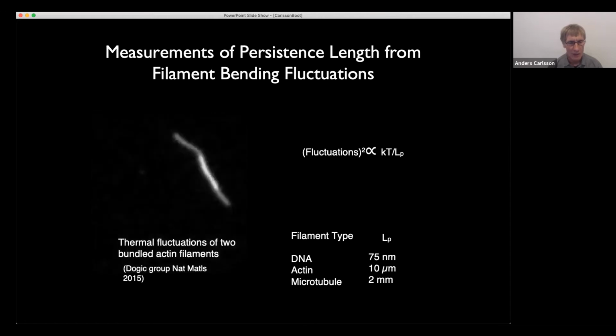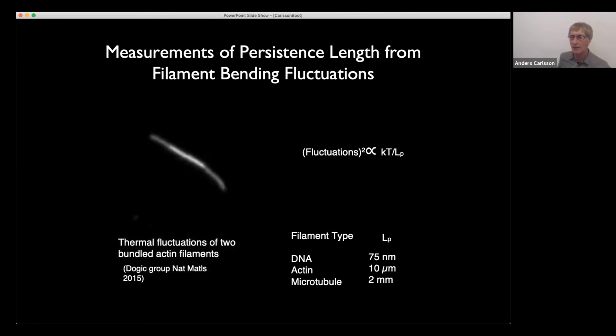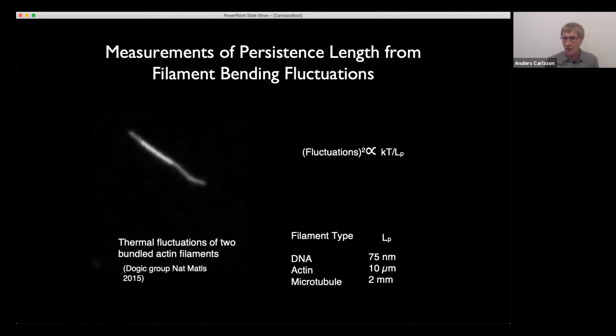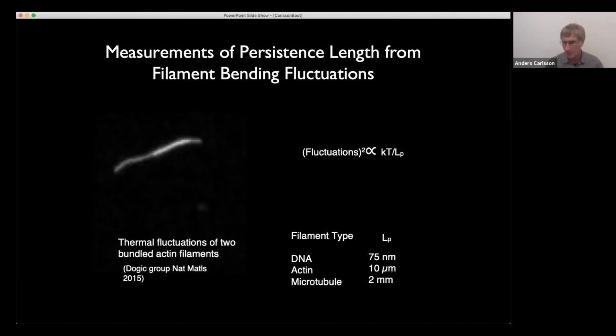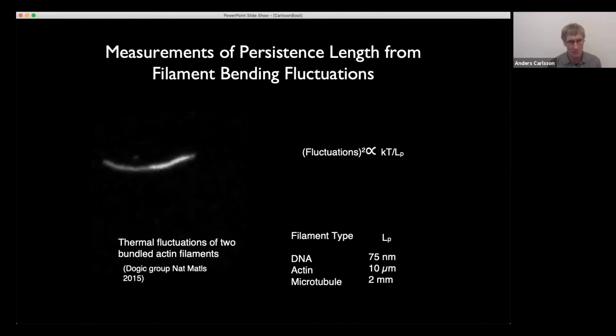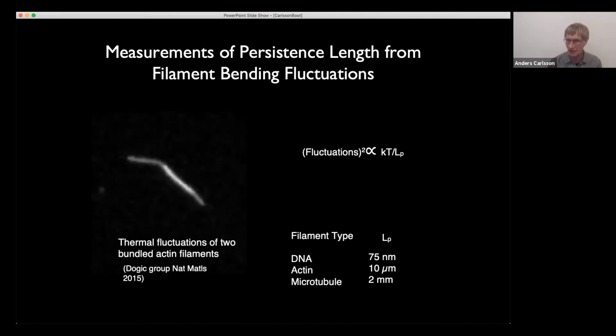And so let's watch it. There we go. So there's a filament fluctuating thermally. It turns out it's a couple of actin filaments that are glued together. You see there's a piece in the middle that's a little brighter, and that's where there are two filaments. And you can, in fact, see that part of the filament is bending less than the other part because it's stiffer. There are two filaments at that point.